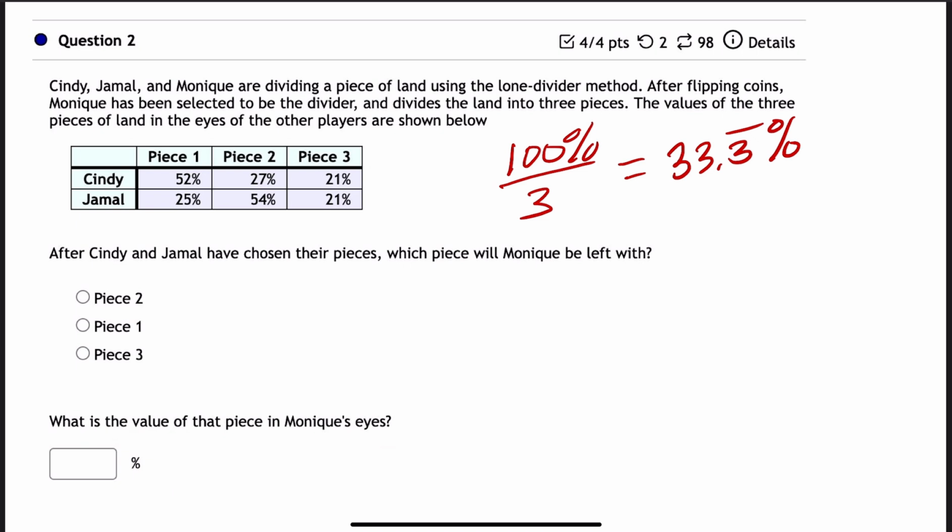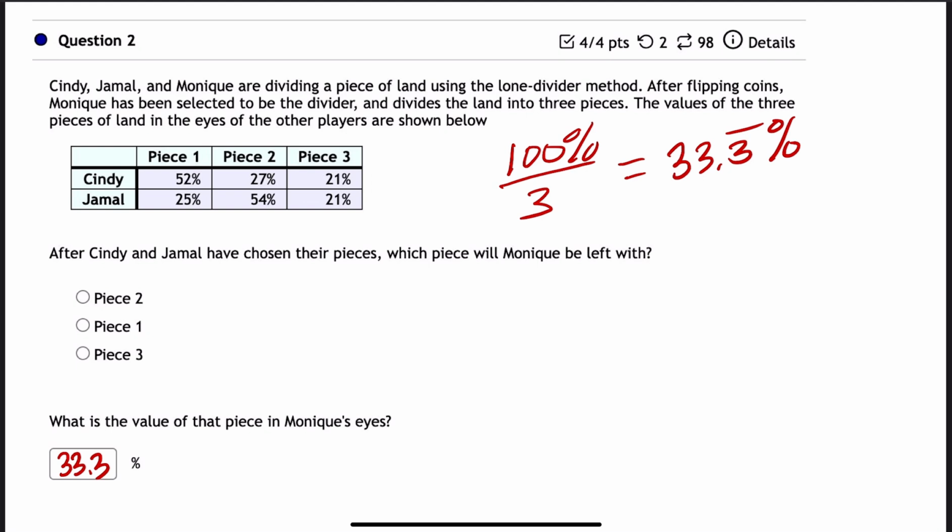in Monique's eyes. Well, in Monique's eyes, since Monique divided the whole land into 3 equal pieces, Monique values each piece to be at 33.3% because it's equal to Monique. They will be happy with whatever piece, which means when we decide who gets what piece, we are only looking at the pieces for each person that's at 33.3 or higher.